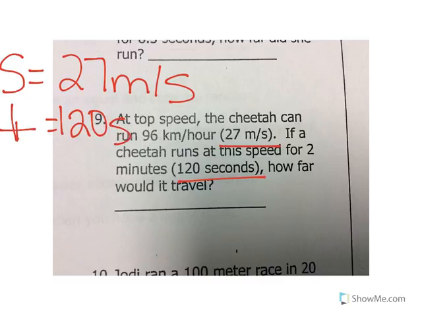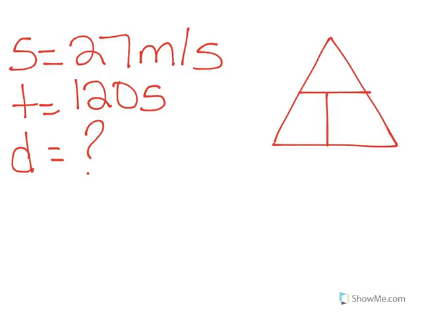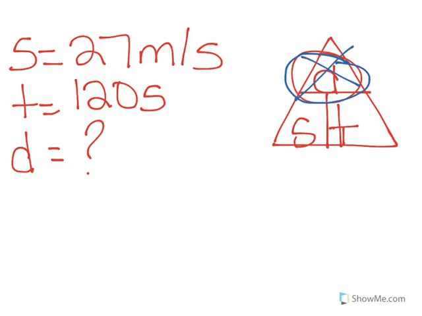Okay? And then it asks me how far would I travel. So now I want to know the distance. I want to know the distance that I'm going. So this is what I'm left with, figuring out distance. I'm still using the same triangle because I still have the variables S, T, and D. D still goes on top. S and T are still at the bottom. But this time, I'm looking for this number here. I'm looking for my distance. Okay, so I'm going to cross that one off.